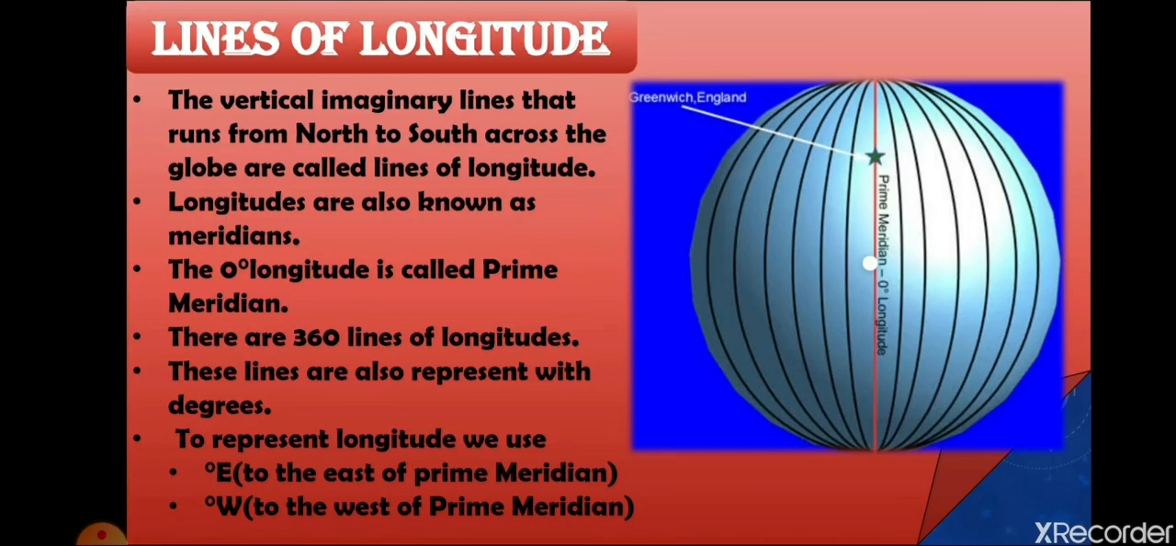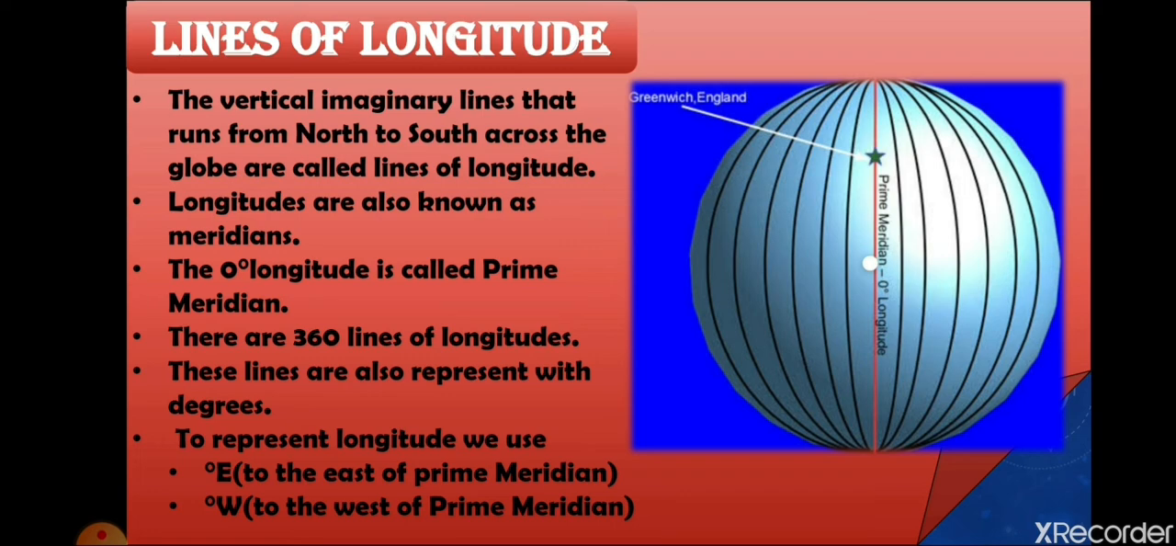Let's have a look. The vertical imaginary lines that run from north to south across the globe are called the lines of longitude. Longitudes are also known as meridians, like latitudes are known as parallels. Like that only they are also known as, what? Meridians. The 0 degree longitude is called the prime meridian.